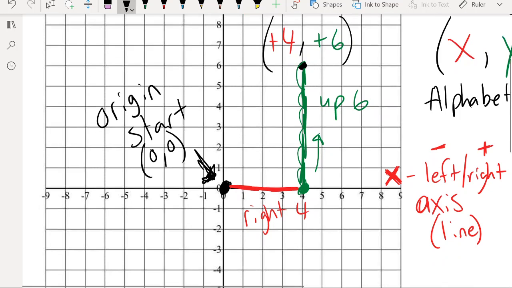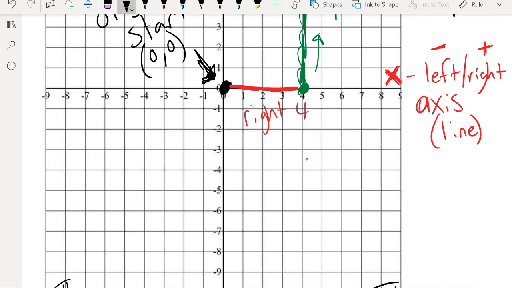Okay, let's do another one. So let's say I want to go right here. This time I'm not going to do all the fancy colors. I'm just going to go straight for it. You go X first and then Y. So I'm going to move left or right and then up or down. In this case, I'm going to go 1, 2, 3, 4, 5, 6, 7. 7, comma, then 2 down.